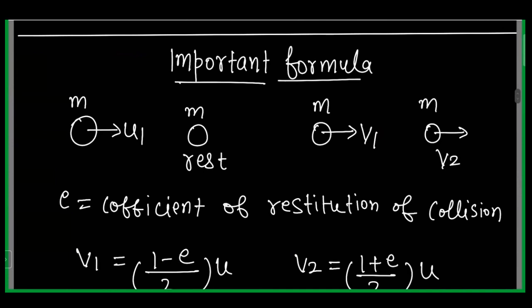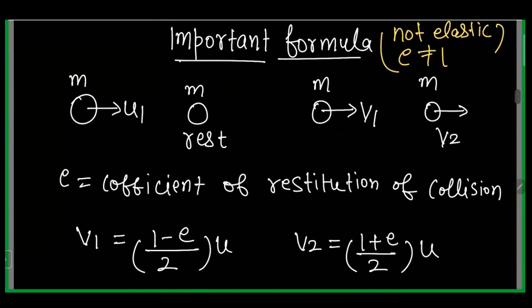Okay. Now, what if the masses are different? Oh, no, not masses are different. Masses are still the same, I'm very sorry. But the collision is not elastic. E is not 1. E has some other value. What about that?